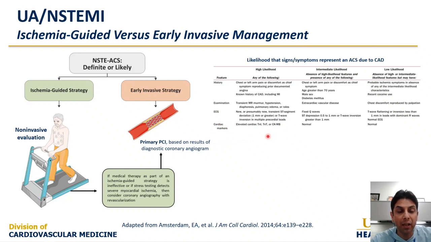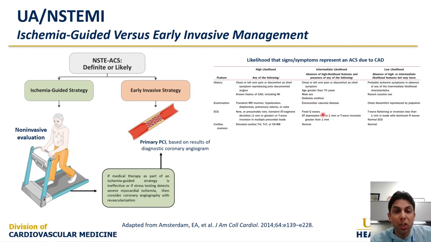Are they elevated? And then we have the intermediate likelihood category, where we're looking to see if chest or left arm pain is a chief symptom. Is it an older patient? Is it a male patient? Is it a diabetic patient? Is it a patient that has extra cardiac vascular disease, whether that's peripheral arterial disease that you'll learn about or a prior history of stroke?